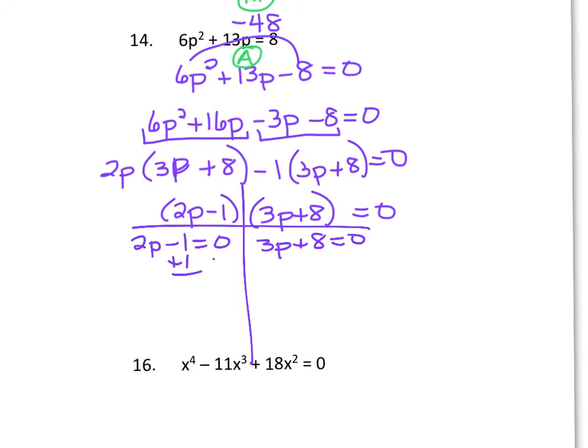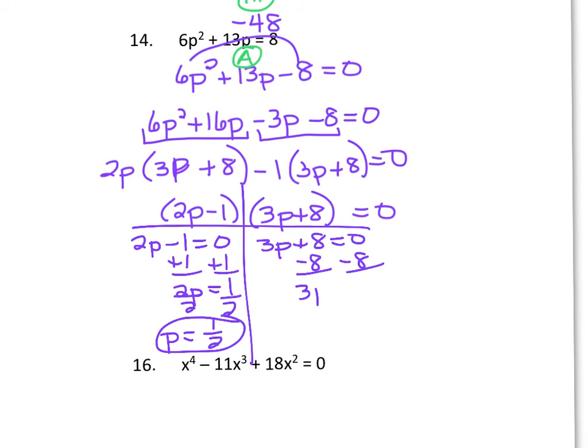So on the first one, when we add 1 and then divide by 2, we wind up getting p equals 1/2. Okay, if you want to write that as 0.5, you definitely can. On the next one, we wind up getting p equals negative 8/3.